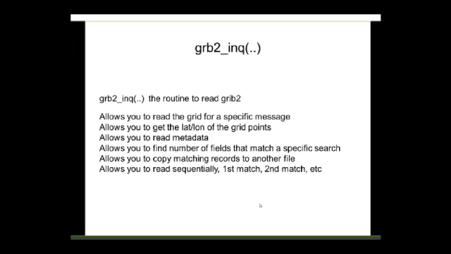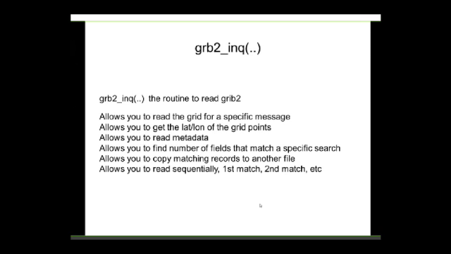Let me explain. The main routine for reading is grib inquire. It allows you to read a grid for messages, it reads metadata, you can find the number of fields that will match a specific search, and you can copy records to another field. It allows you to read sequentially if you want to, though that's not the normal way.